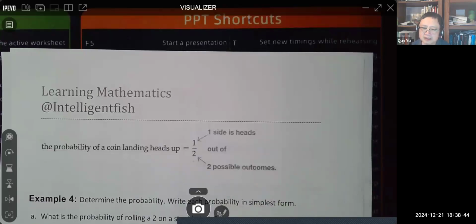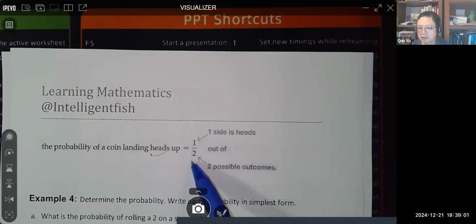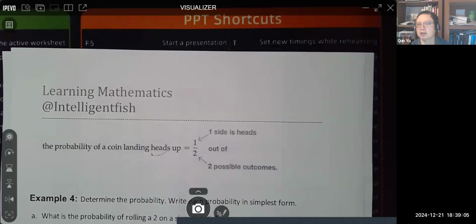How about the desired outcome or favorable outcome? Since we're looking for a head, there's only one head on the coin, right? So that's one desired outcome. So the number of favorable or desired outcomes on the top, the number of total possible outcomes on the bottom. That's how we calculate the theoretical probability of a certain event.